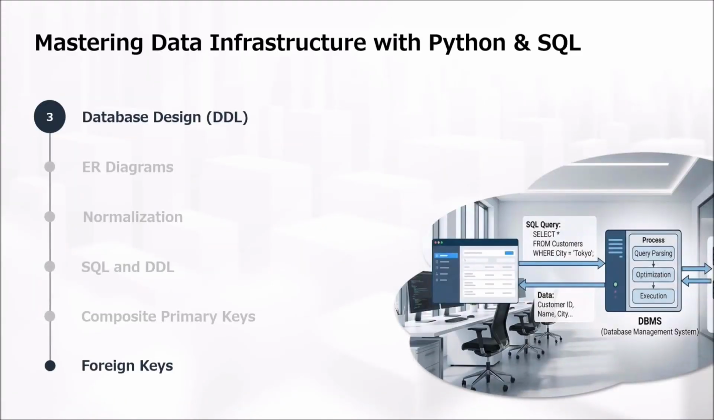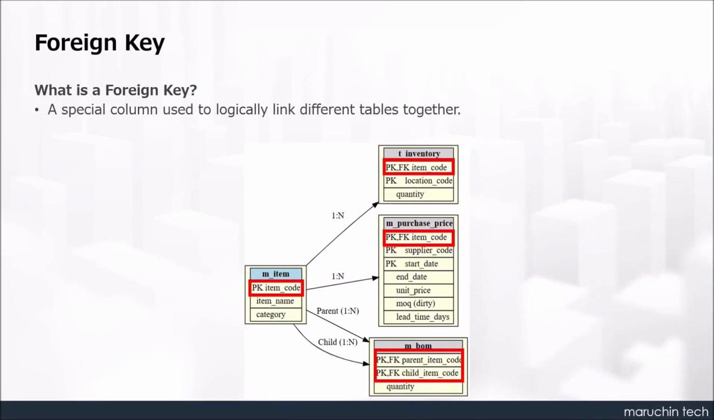Next, let's talk about foreign keys. A foreign key is a special column used to logically link distinct tables together. By referencing the primary key of a parent table, it defines the parent-child relationship or association between the two tables.